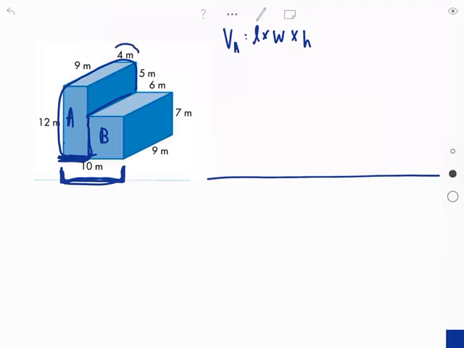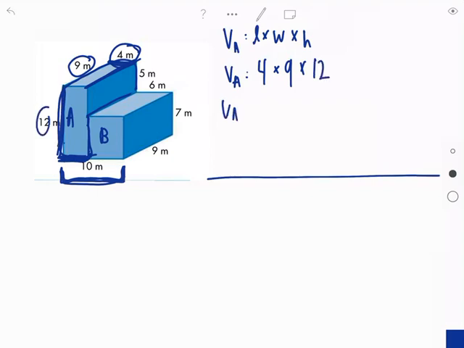And if you look over here, 4 is how long this part is. So we're going to use that as our length for A. So we're going to have 4 meters here. The width, remember, is how wide something is. We're going to be looking at the width of this shape only. And the width here, if you look, is 9. Then the height of A, how tall it is, is 12.